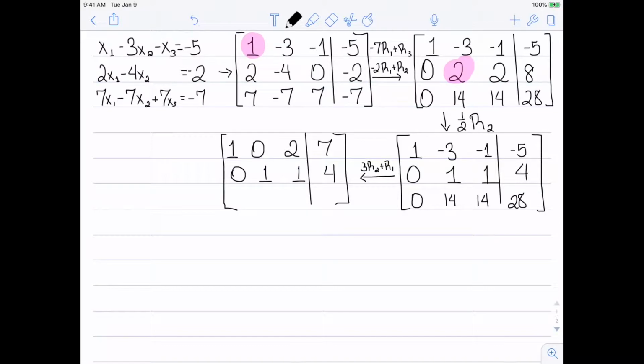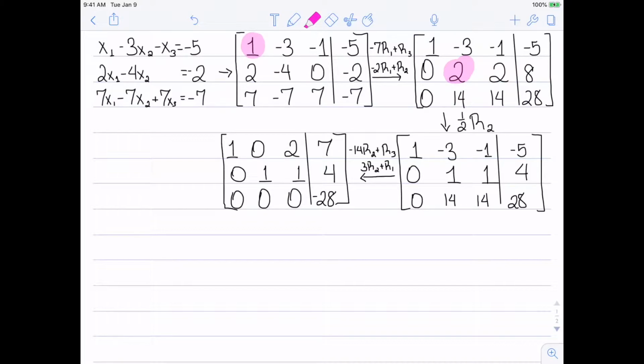For the third row, we currently have a 14, so we need to subtract 14. So we'll do -14 row 2 plus row 3. -14 times 0 is 0, plus 0 is 0. -14 times 1 is -14, plus 14 is 0. -14 times 1 is -14, plus 14 is 0. And then -14 times 4 is -56, plus 28 is -28.